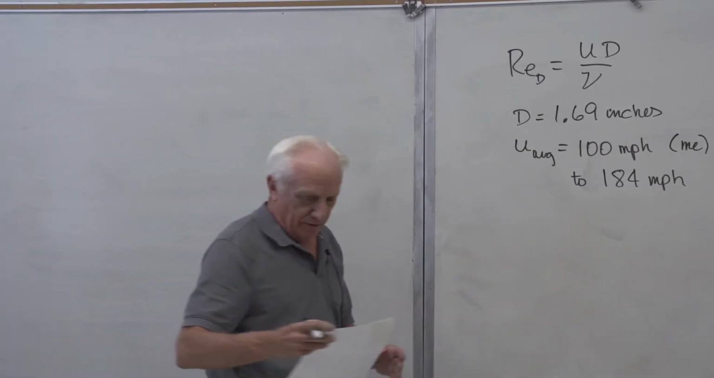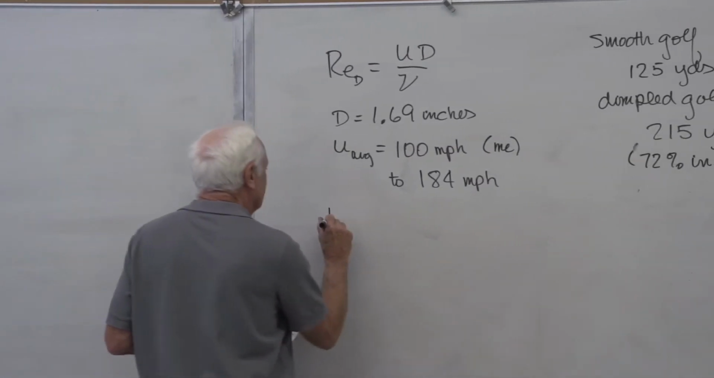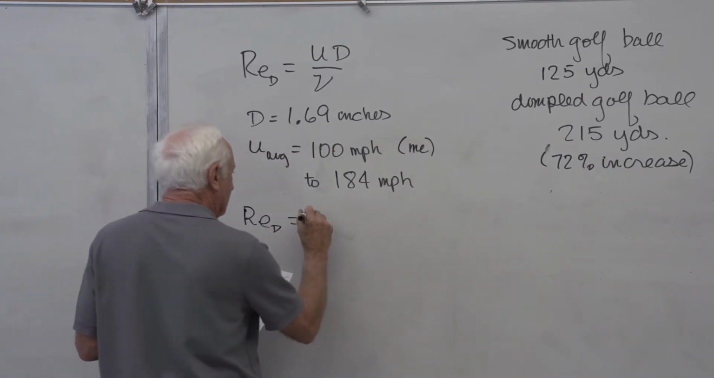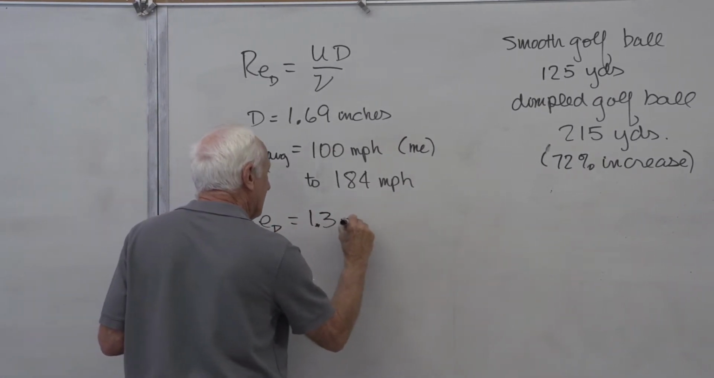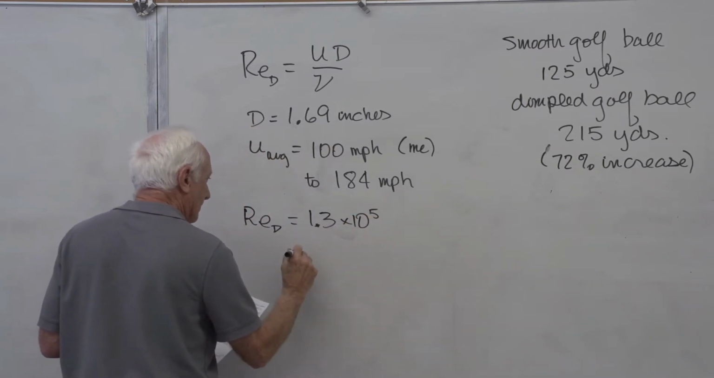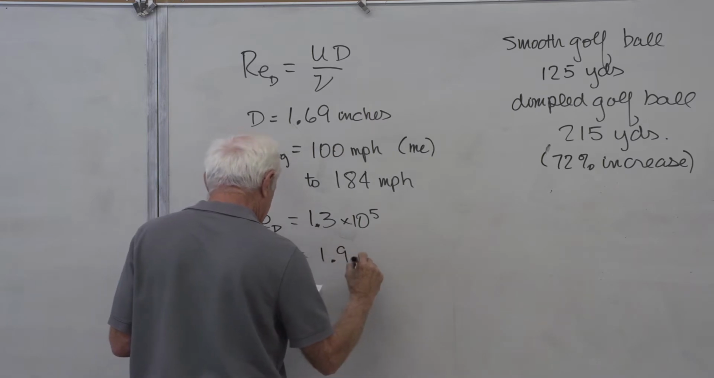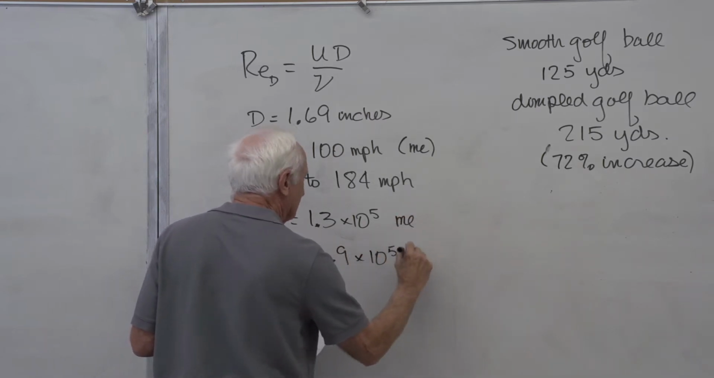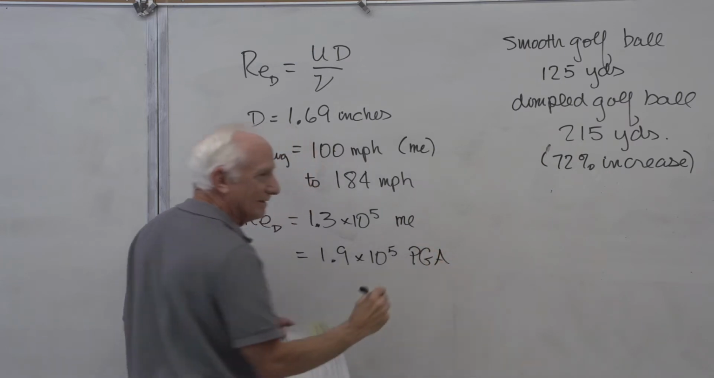So, get the Reynolds number. It can vary anywhere from 1.3 times 10 to the 5th to a Reynolds number 1.9 times 10 to the 5th. That's me. That's PGA. That's Tiger's number.